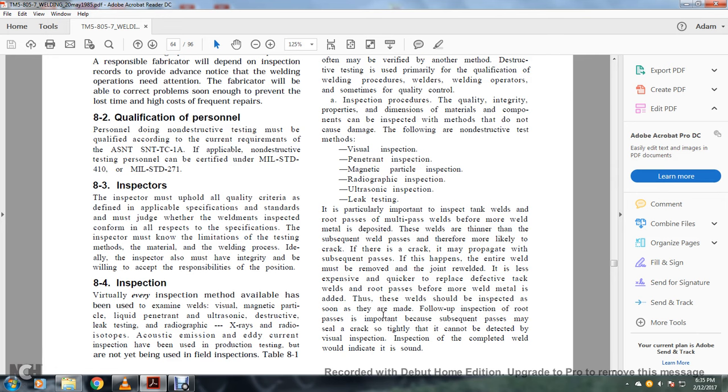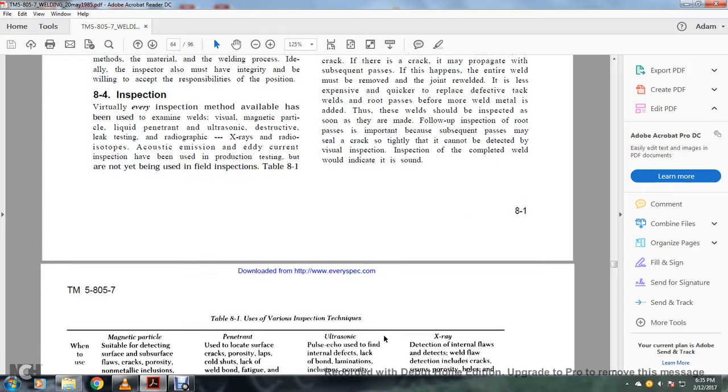Follow-up inspection for the root passes is important, as must be the subsequent passes. They must seal the crack so tightly that it cannot be detected. The visual inspection of the complete weld will indicate its soundness.